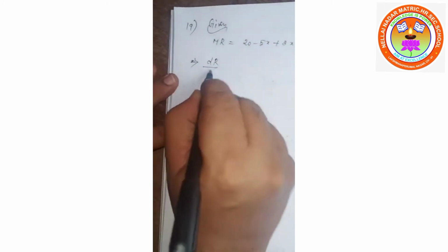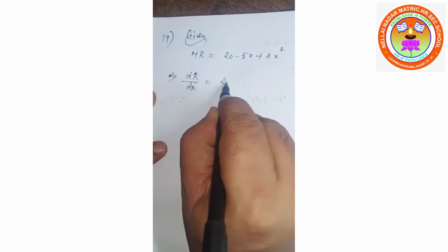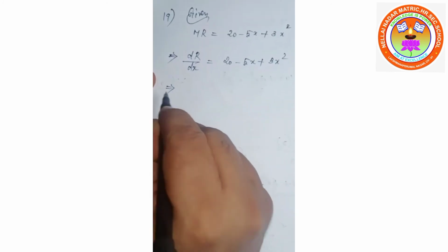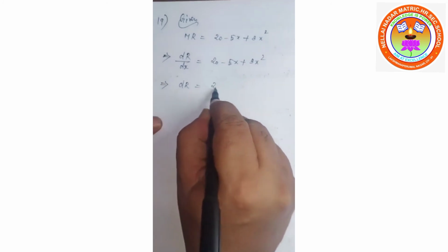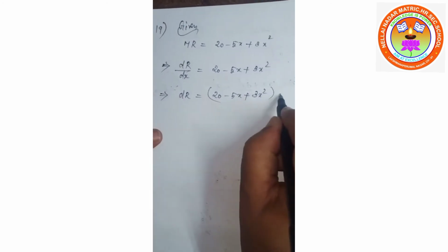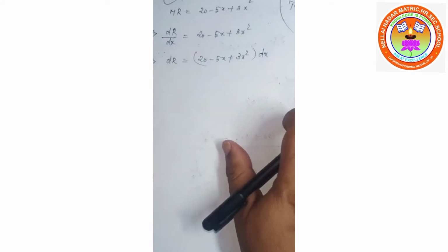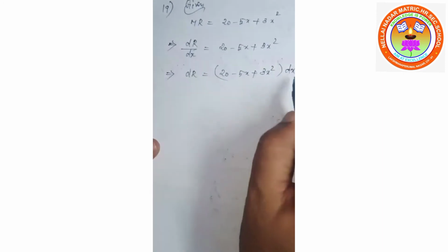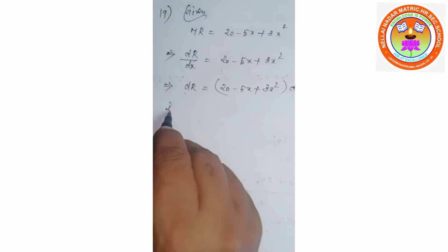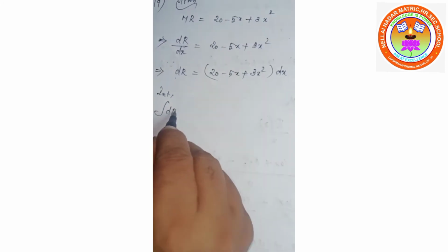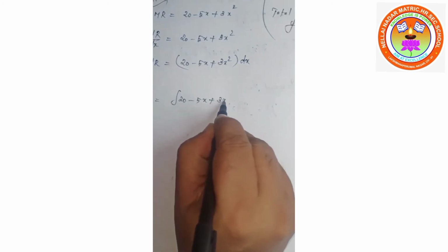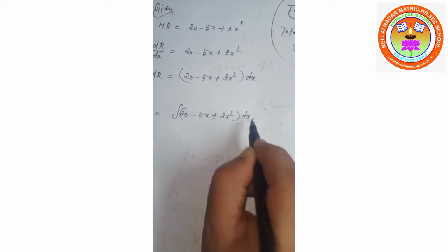MR, dR by dx, is given, that is equal to 20 minus 5x plus 3x squared. So dR equals 20 minus 5x plus 3x squared into dx, cross multiplied. So the variables are separated, R on one side and x on the other side. Now you can integrate on both sides. Integral dR is equal to integral of 20 minus 5x plus 3x squared into dx.